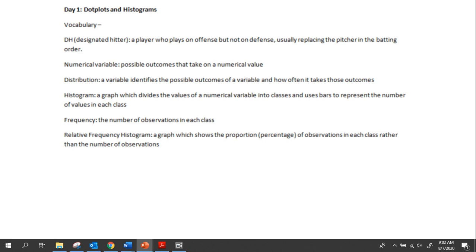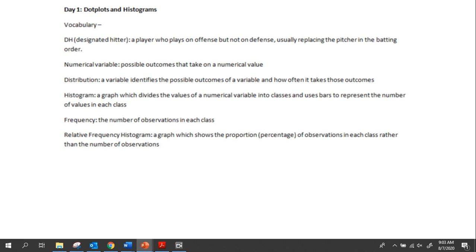Today we are starting Unit 4 with dot plots and histograms. A DH, also known as a designated hitter, is a player who plays on offense but not on defense, usually replacing the pitcher in the batting order.